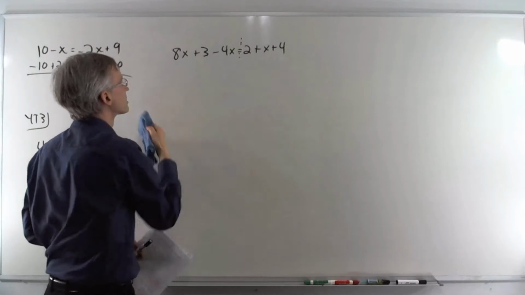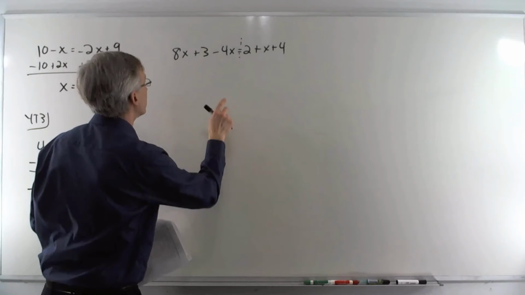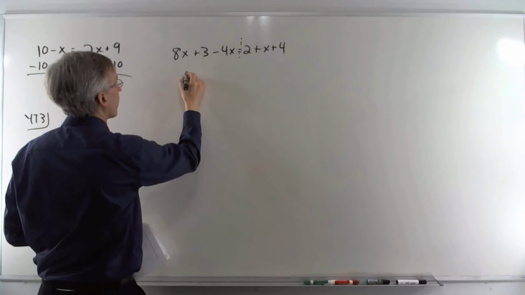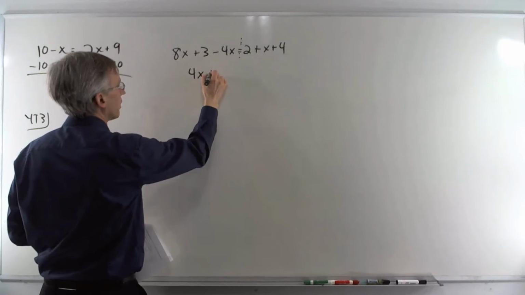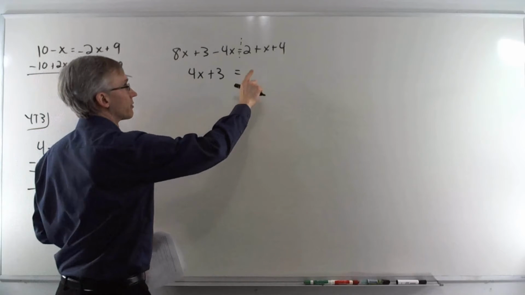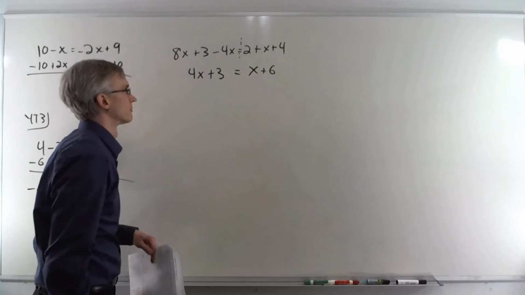Instead, what we're going to do is simplify first. We're going to combine like terms on each side of the equation. Here we have 2 x terms, so we're going to do 8x minus 4x gives us 4x. And then keep the 3, 4x plus 3 equals. And on this side we also have some like terms. We have the constants, 2 and 4. So we've got x plus 6.